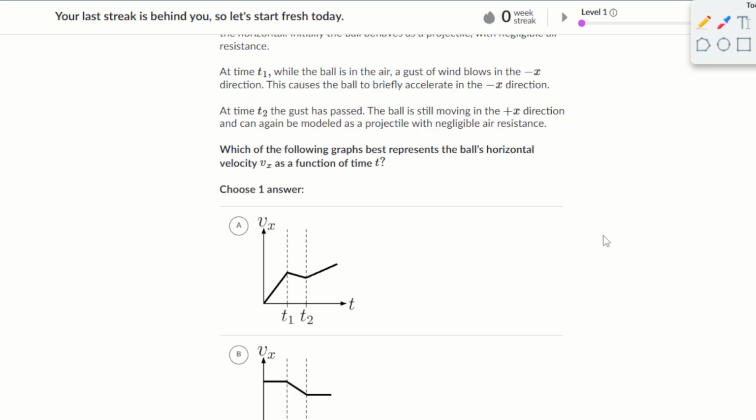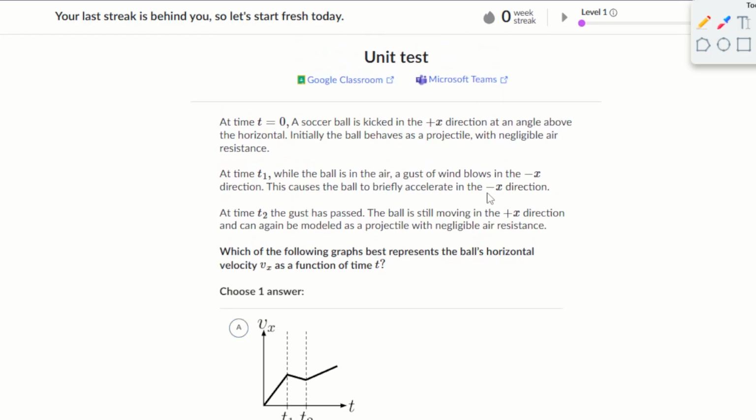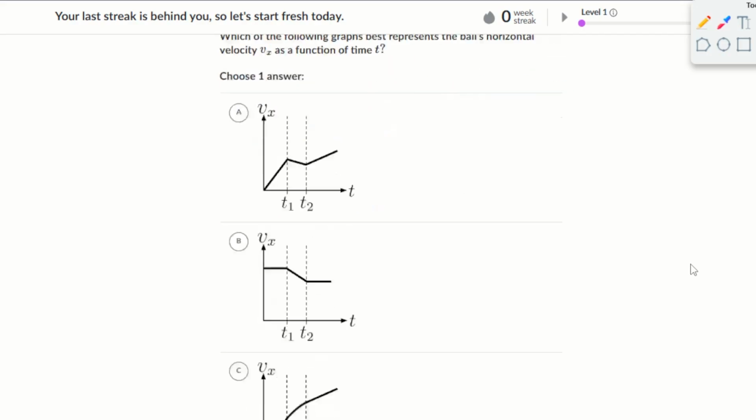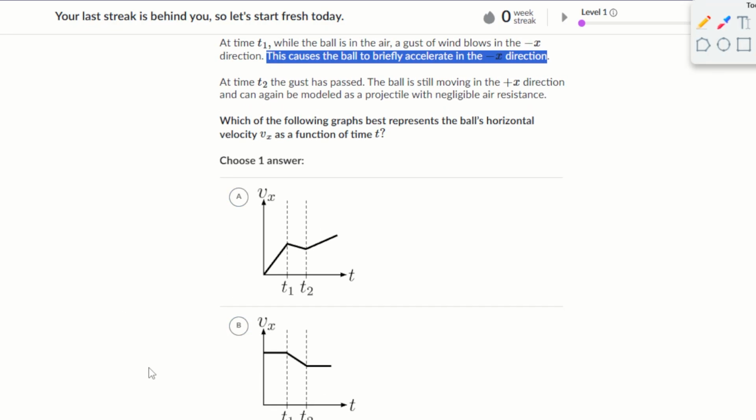So one thing I would say is that we can definitely cross out option D and option C, because here we know that this causes the ball to accelerate in the negative x direction. That means no matter what, the velocity has to decrease because it went to the negative. So we can automatically cross out C and D, leaving us with choice A or B.